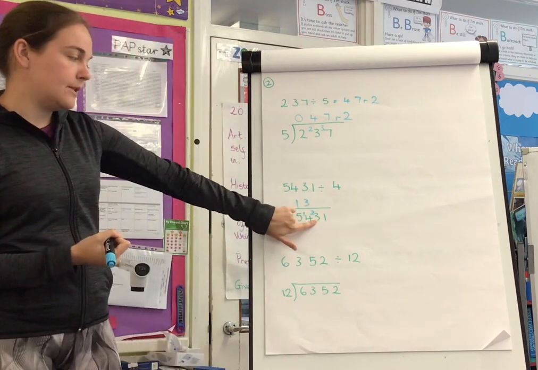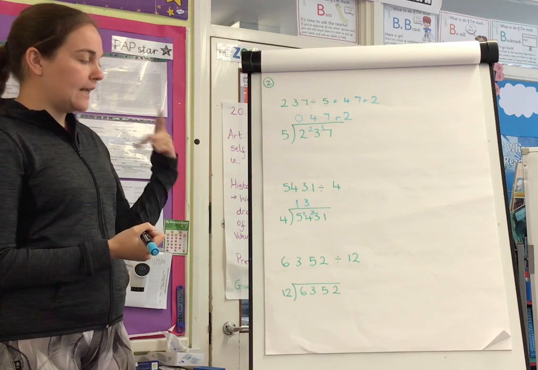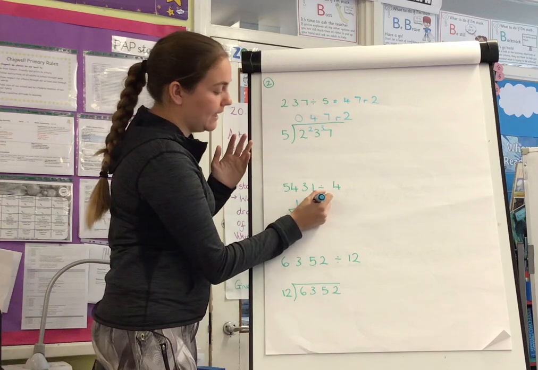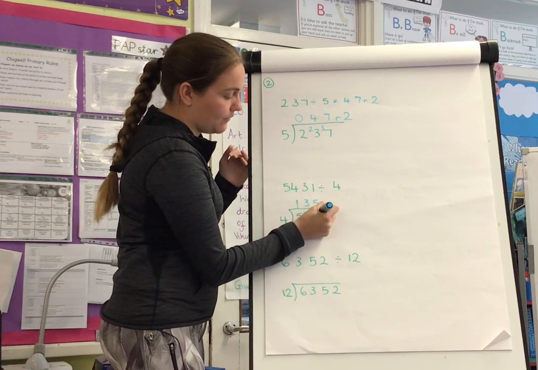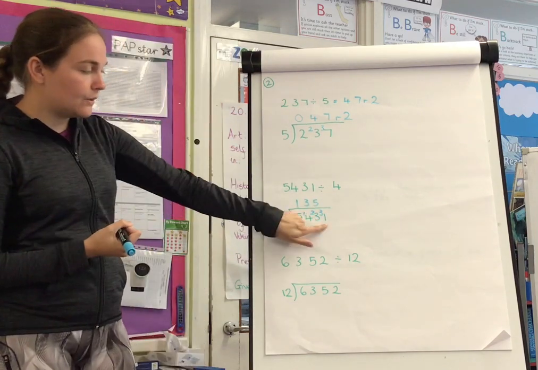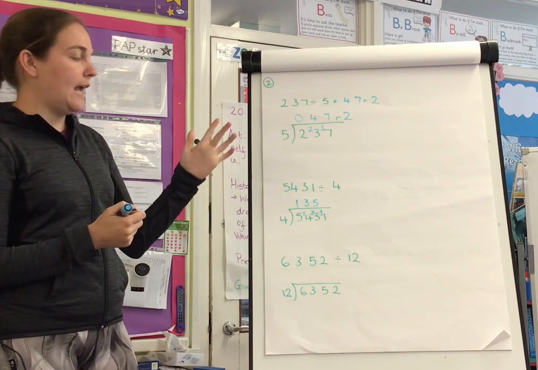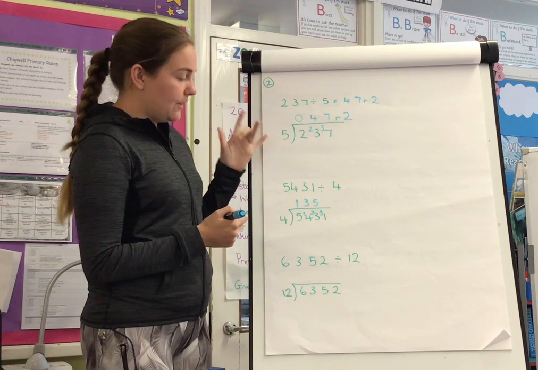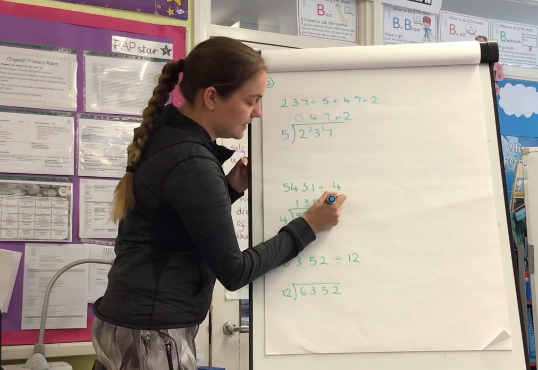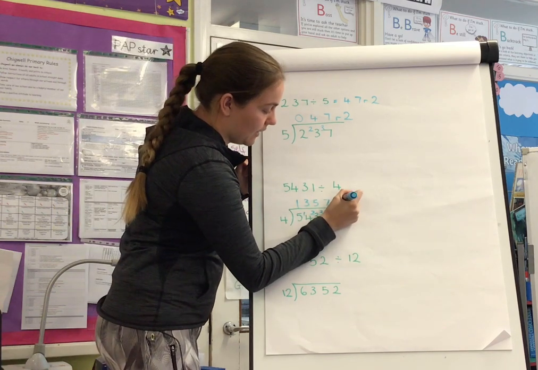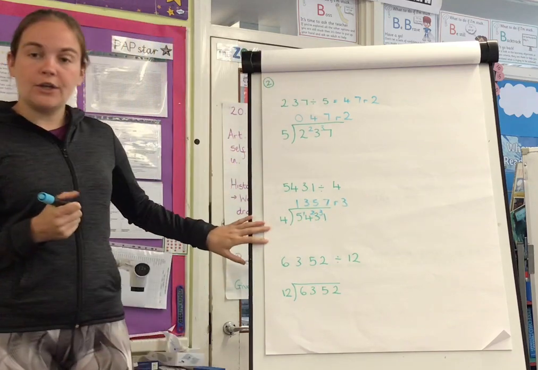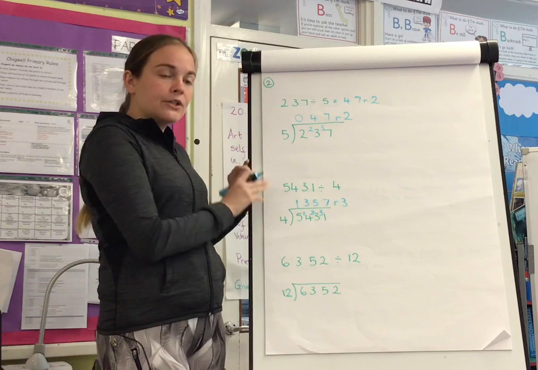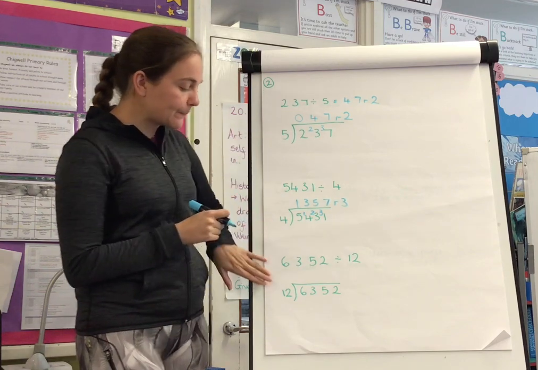How many 4s go into 23? 4, 8, 12, 16, 20, 24 is too many, so it's 5 with 3 left over. How many 4s go into 31? 4, 8, 12, 16, 20, 24, 28, 32 is too big, so it's 7, remainder 3. Another thing you can use if you're really struggling with your times tables but want to be practicing your short division is you could use a times table grid to help you.